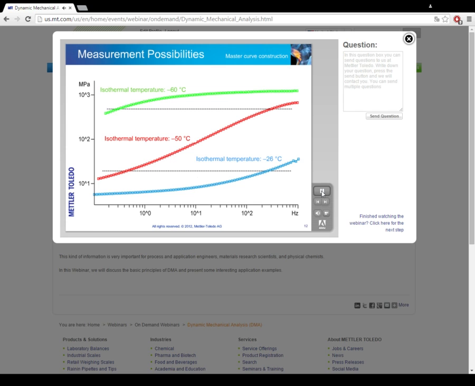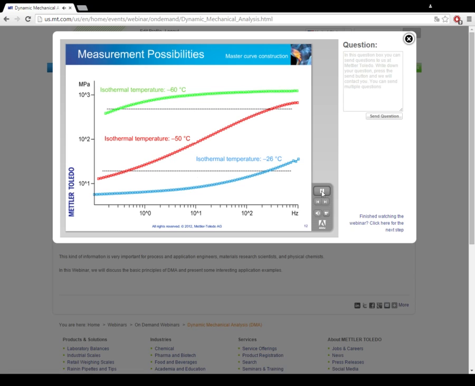As I've just mentioned, measurements at low frequencies can be quite time-consuming. Besides this, at the other end of the scale, very high frequencies cannot be directly measured. There is, however, a solution to this problem, namely the method known as master curve construction. The aim is to be able to make predictions in frequency ranges that are not readily accessible to direct measurements.